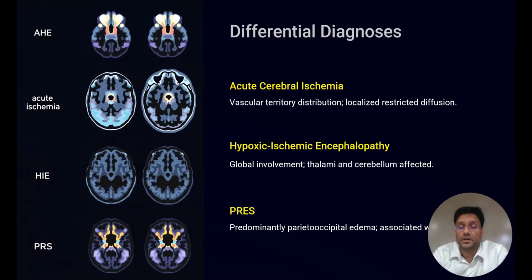Differential diagnoses include acute cerebral ischemia. If it is unilateral, you have to think about acute cerebral ischemia. Bilateral is relatively rare. Thalami will not be involved in hypoglycemic encephalopathy. They will be involved in hypoxic ischemic encephalopathy, and rarely PRES will have similar findings.